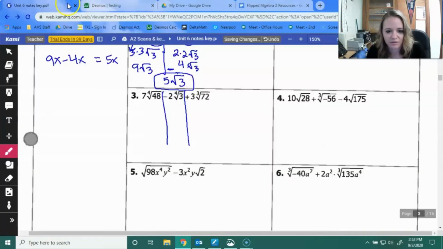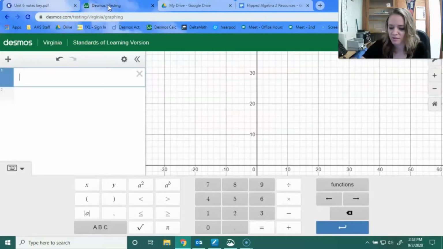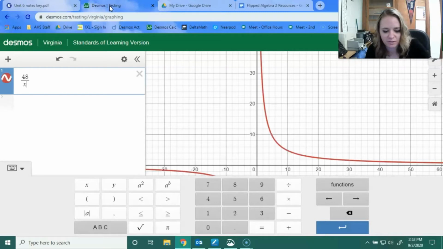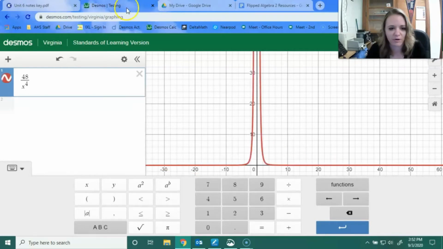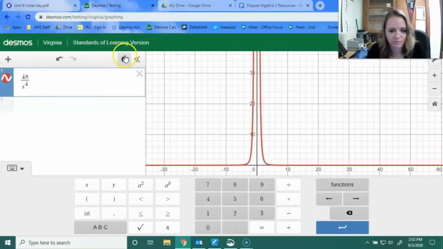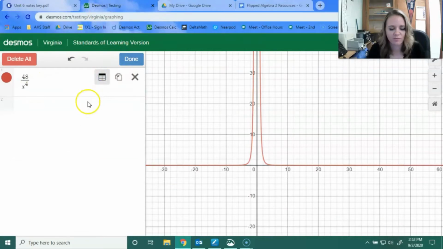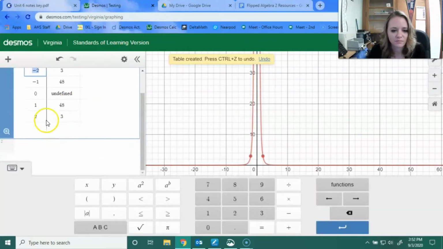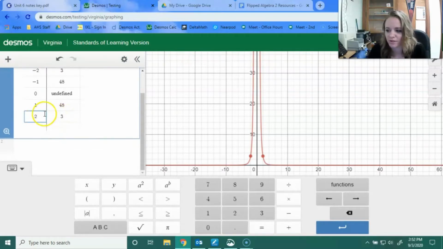So you take your radical and divide it by x raised to whatever power you need. X raised to the 4th power. So 48 was my number, and then I had the 4th root. So I divide by x to the 4th. I get my table. 2, 3. Oh, that looks good. I can probably just use 2 and 3, which, yes, I was just checking to make sure that was right. So I didn't have to do any more numbers.